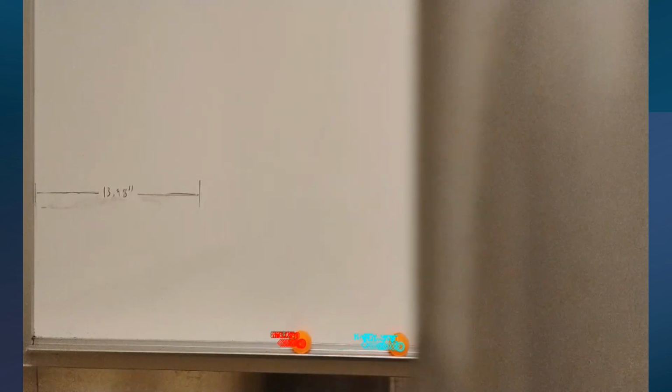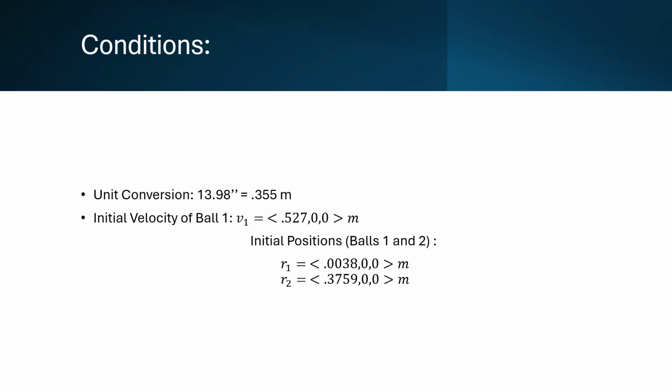Here's the tracker video. As you can see, we're modeling two point masses, and we also have a scale in the middle left corner denoting our measurement scale for calibration in the video, 13.98 inches. Down below are the standard SI unit conversions of the scale and our initial velocities and initial positions of both balls.